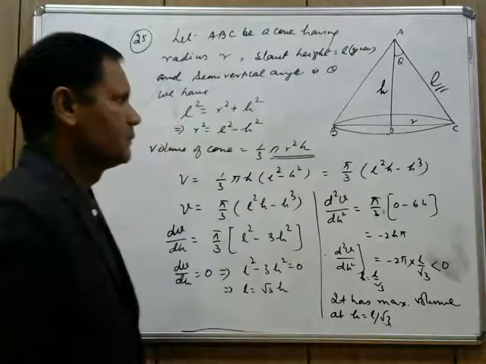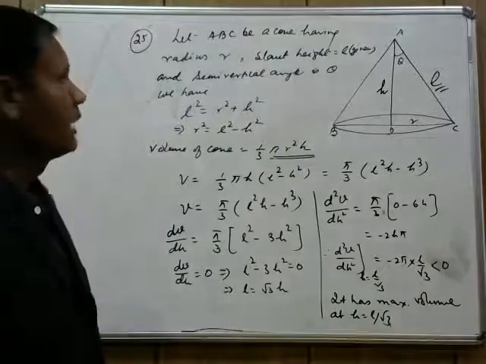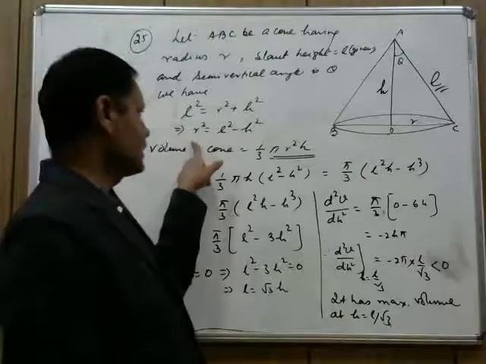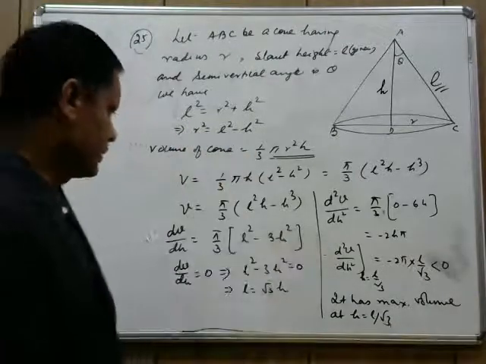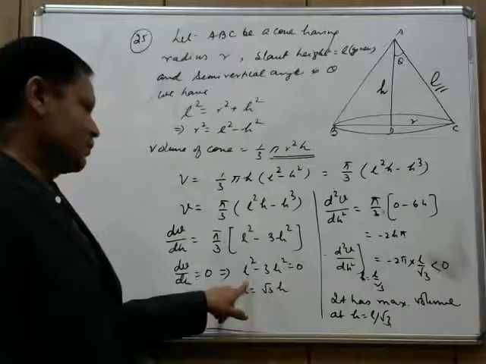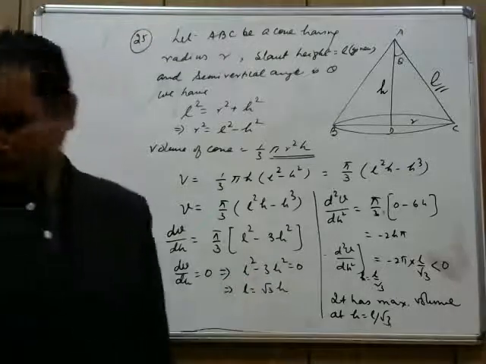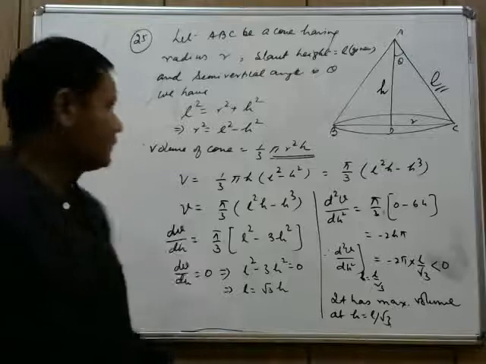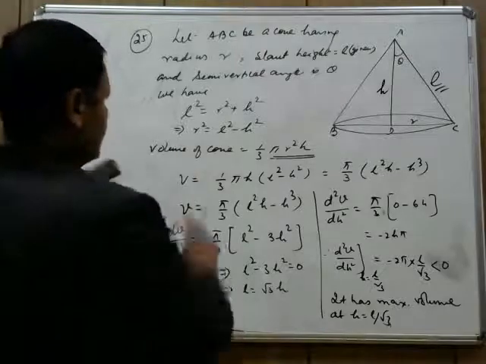This part is done. Now I have to find out the angle. For the angle we know that r square is equal to L square minus h square, and L square is equal to 3h square, right? Therefore, now I will use this simple relation.